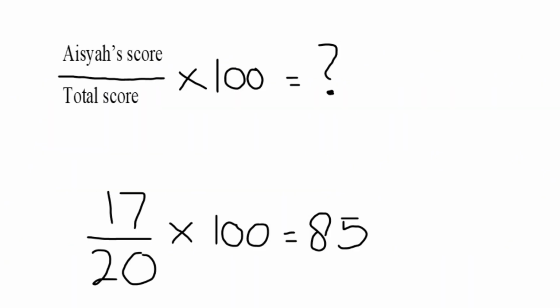The next move to find out Aisyah's final score is to divide the score she got by the total score on the question and multiply by 100. 17 divided by 20 times 100 is 85. So the final result of Aisyah's speaking rubric score is 85.